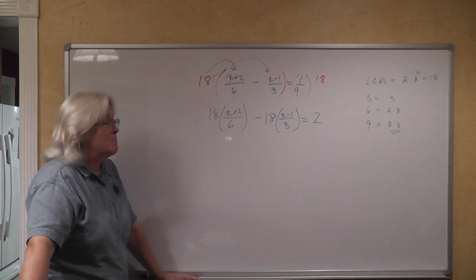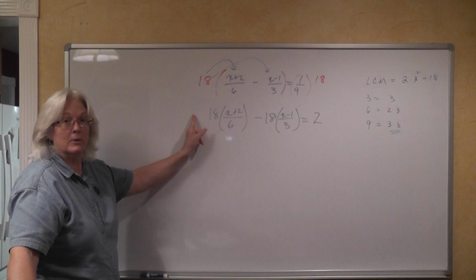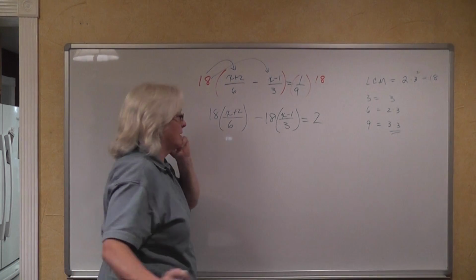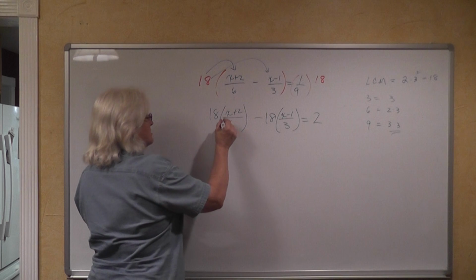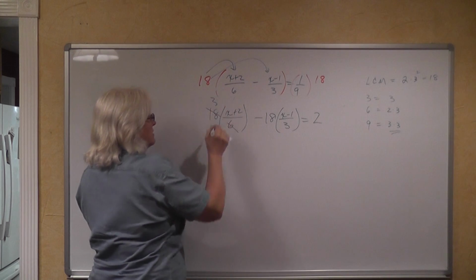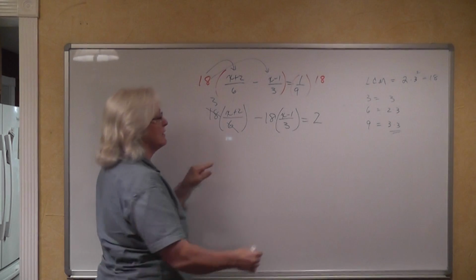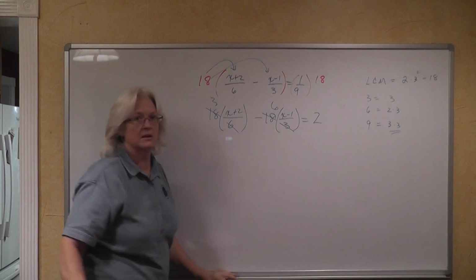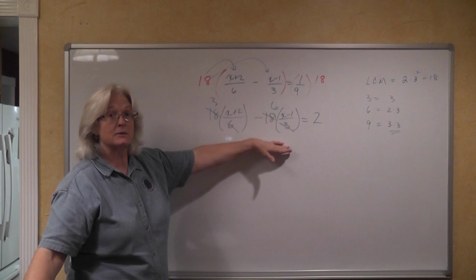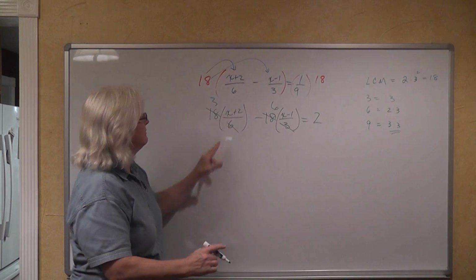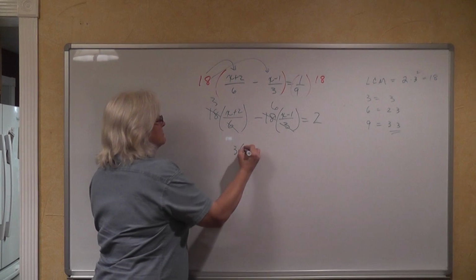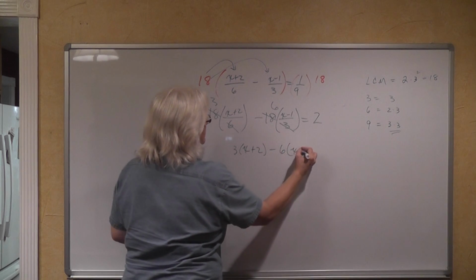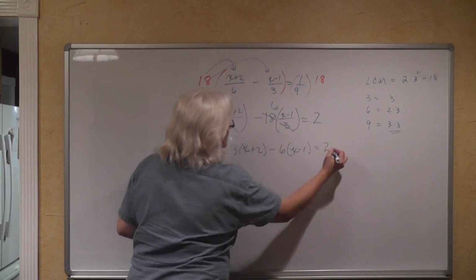The reason that we multiply by the least common multiple is so that our denominators, our factors here, will be common factors that cancel out. 6 goes into 18 3 times. 3 goes into 18 6 times. Now that's a mess, so let's rewrite it. What do we have left? We have 3 times the quantity x plus 2 minus 6 times the quantity x minus 1 is equal to 2.